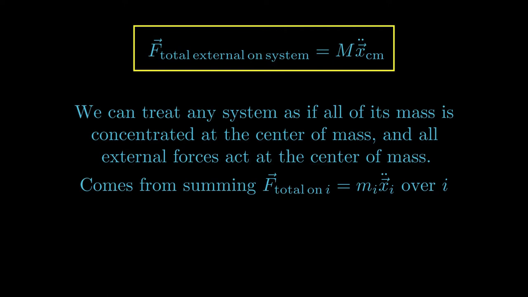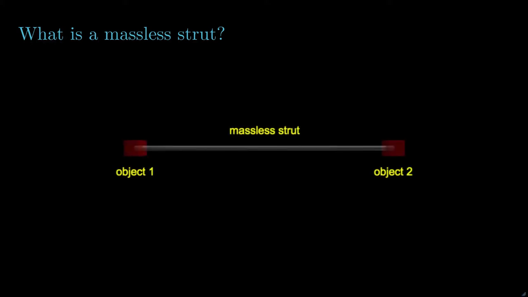The second basic concept that we need to discuss is the following. What exactly is a massless strut? Well, a massless strut, or rod, or beam, is an idealized structure that holds two objects at a fixed distance apart. The strut doesn't care about the orientation of the two objects, only their separation.